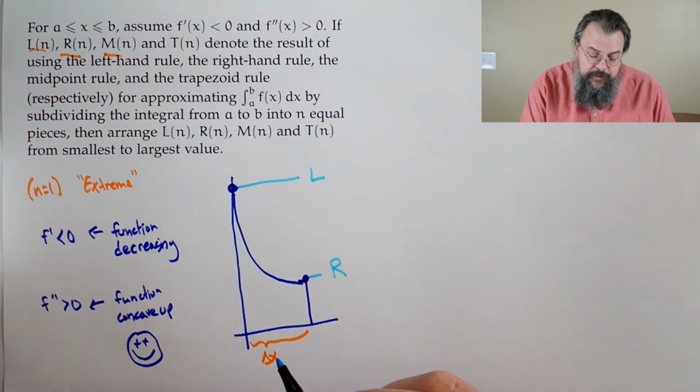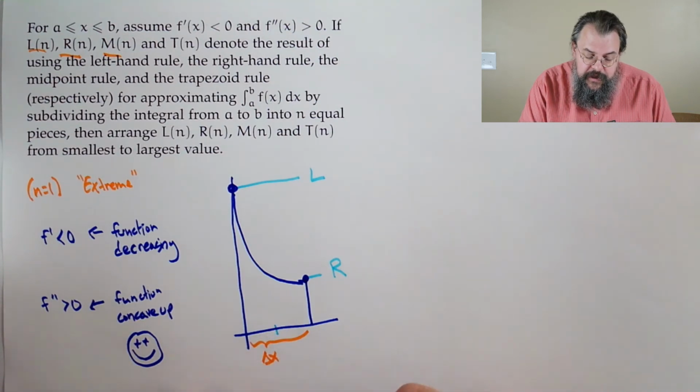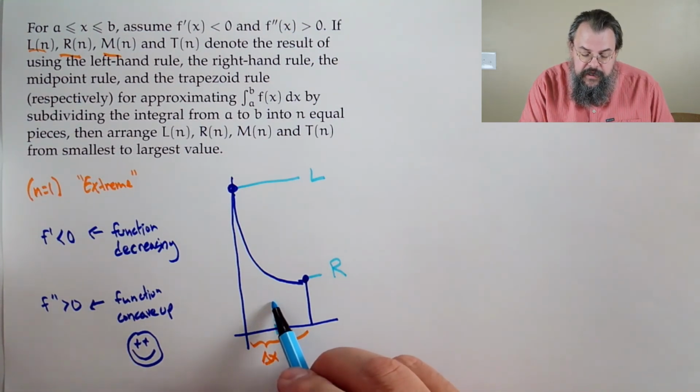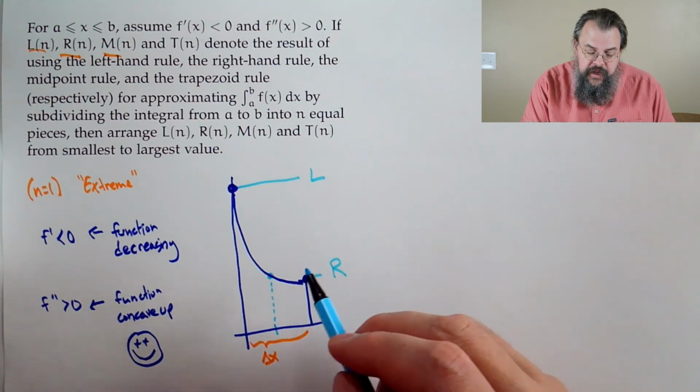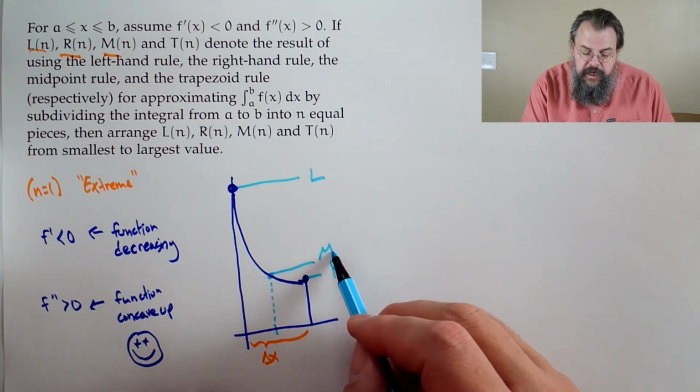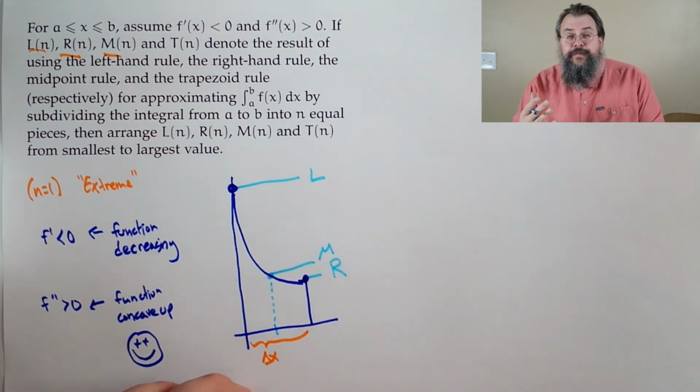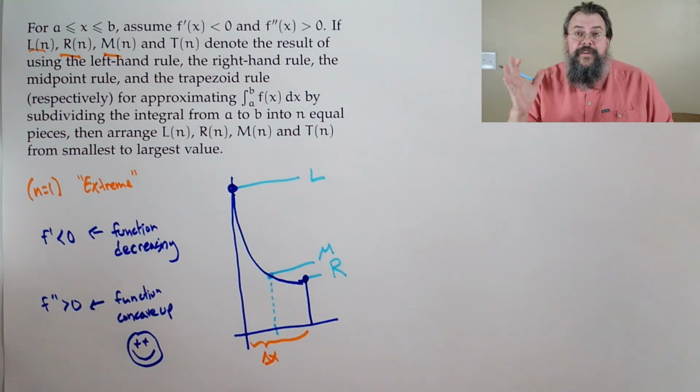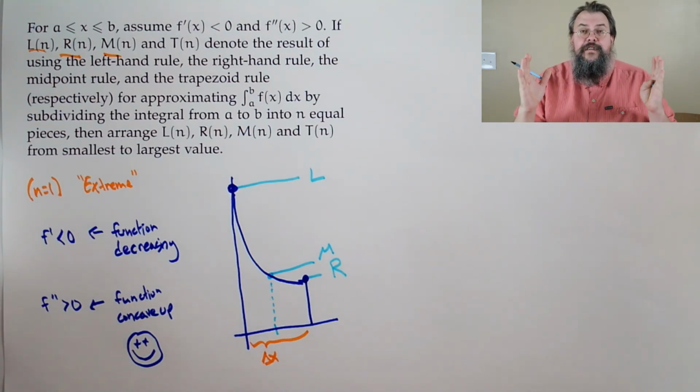Now, how about the middle? Well, you go to the middle of the interval, and you go up. So the middle would be here. Again, not surprising. If our left is largest and our right is smallest, the middle is in between.